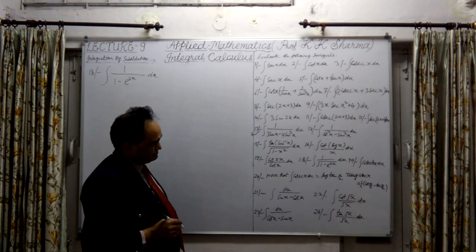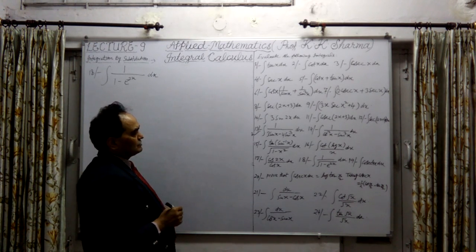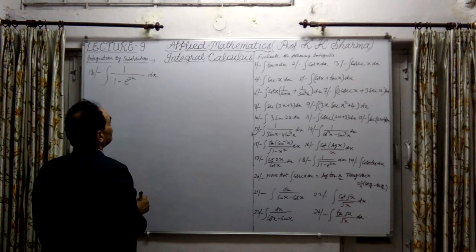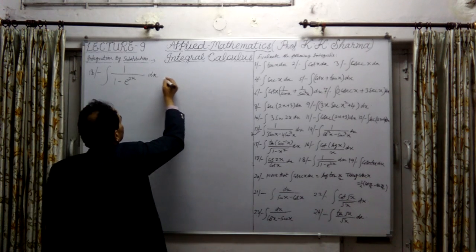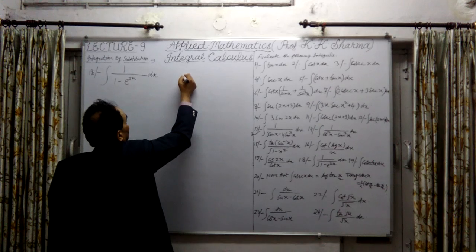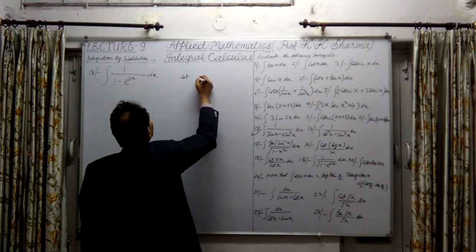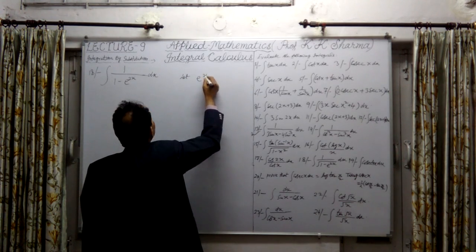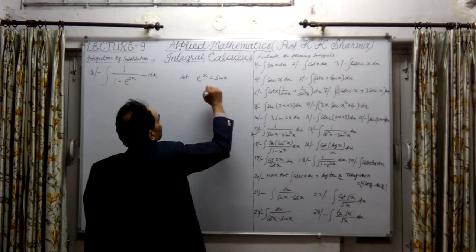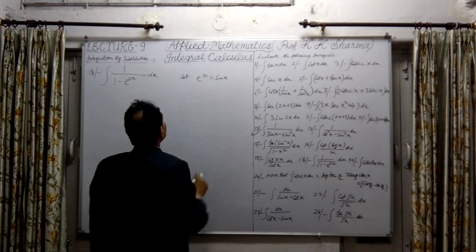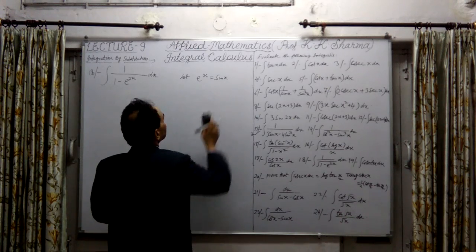If I write here, this is e^x whole square in the denominator. Let e^x equal to sin t. Let me write here sin t. Let e^x equal to sin t.